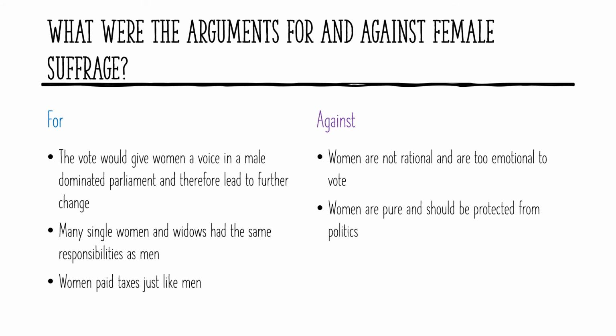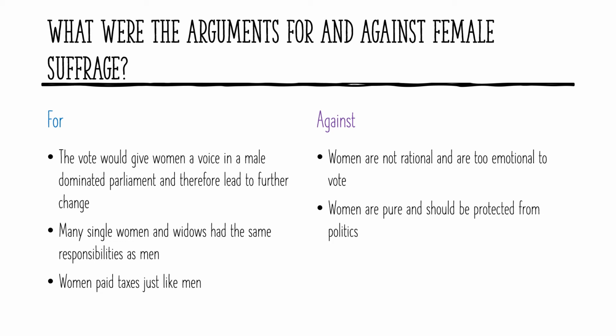So the kind of main arguments for and against female suffrage are the following, which again you've come across in a lesson a couple of weeks ago. So the vote would give women a voice in a male-dominated parliament and therefore lead to further change. Many single women and widows had the same responsibilities as men, and women paid taxes just like men, therefore they should be allowed to vote.